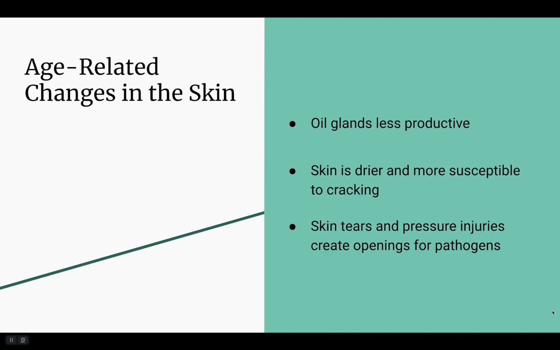Oil glands are less productive, making skin drier and more susceptible to cracking. Dry skin and cracked skin make older adults more susceptible to injuries, like skin tears and pressure injuries, that create openings for pathogens and increase the risk of infection. Nursing assistants can encourage good nutrition and hydration to help maintain good skin integrity.